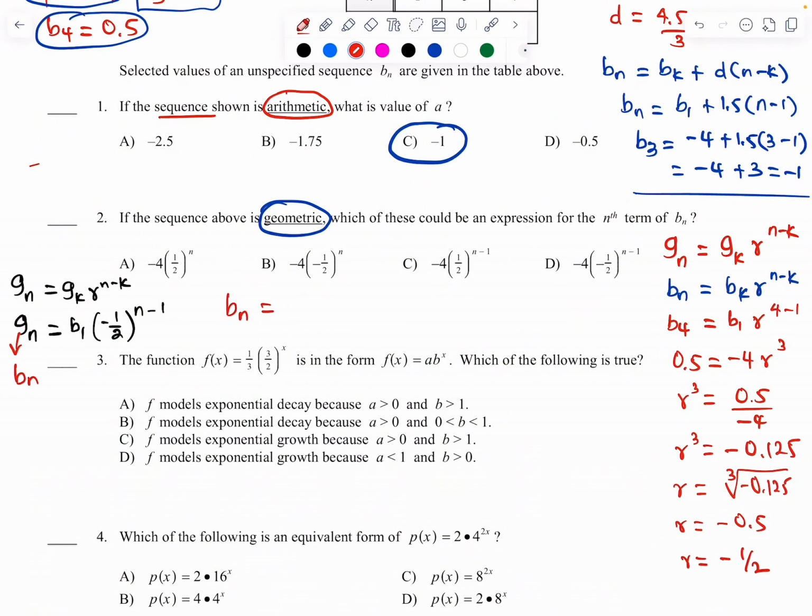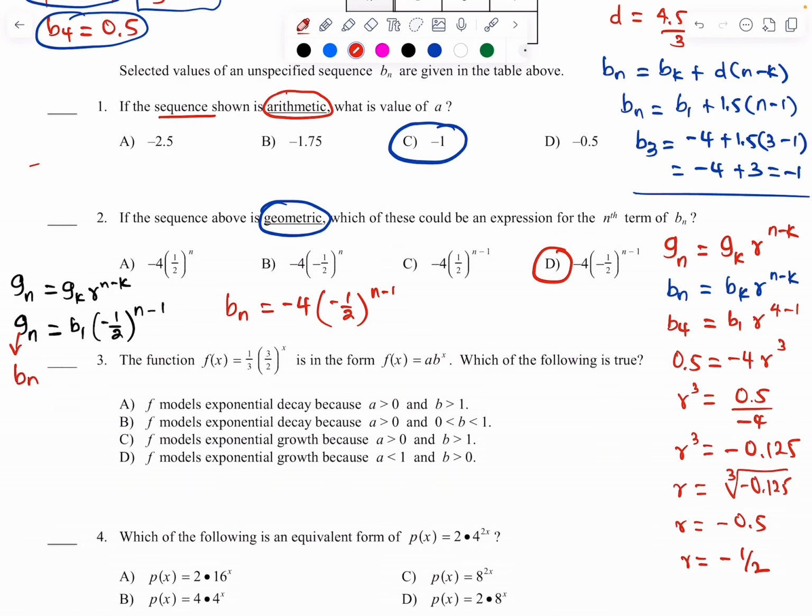So if you go back real quick, you notice that your B1 is negative 4, and then multiply that with your common ratio, you have negative 1 over 2, and then you have n minus 1. And then if you look at the options, that will be option D. And then let's move to the next question, which is question 3.